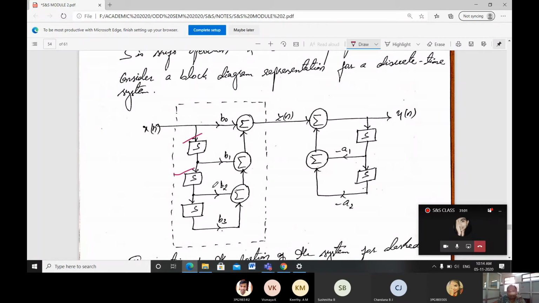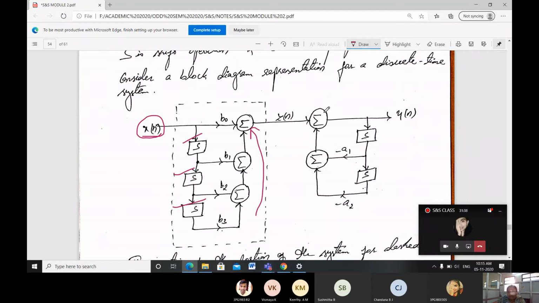And next, after 2 delays, again a scaling factor, here it is taken as b2. After the third shift, we are shifting the x of n only. Then you will be getting the coefficient value, that is, the scaling factor b3, and all these are going to be added, and it's given to this summation. The output I am going to get after this whole operation is taken as z of n.